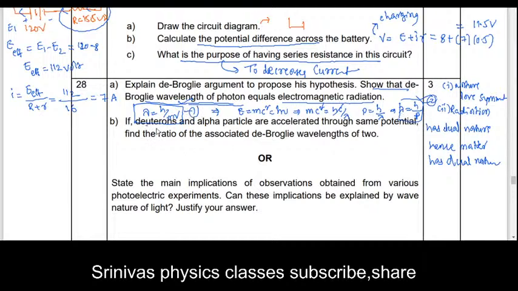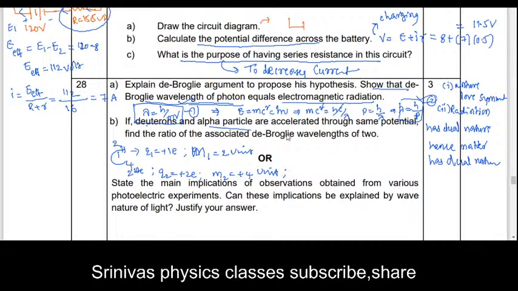Next question. Deuteron. Deuteron means what? 1H2 is the deuteron. Deuteron charge is what? 1e. Deuteron mass is 2 units. Next one is the alpha particle. Alpha particle is 2He4. Its charge is plus 2e and its mass is 4 units.